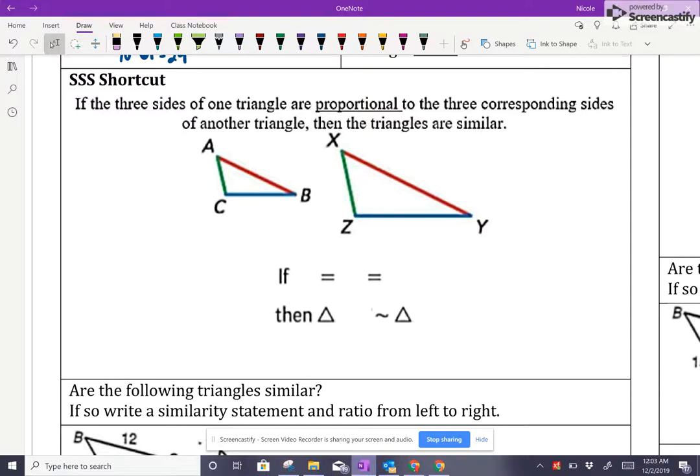All right. One of our other shortcuts that we can use is the SSS shortcut, or side, side, side shortcut. This is different. I have to stress this. This is different than the side, side, side shortcut for congruent triangles. We are only dealing with triangles that are similar here. So we're not saying that the sides are congruent to each other. These sides are proportional to each other.